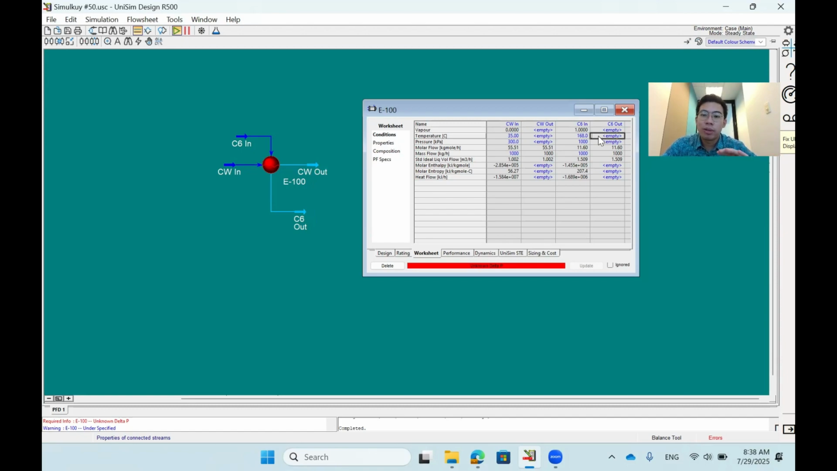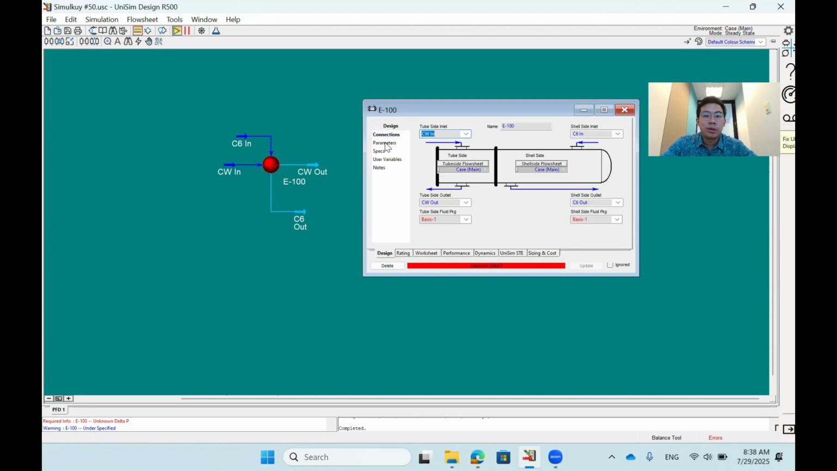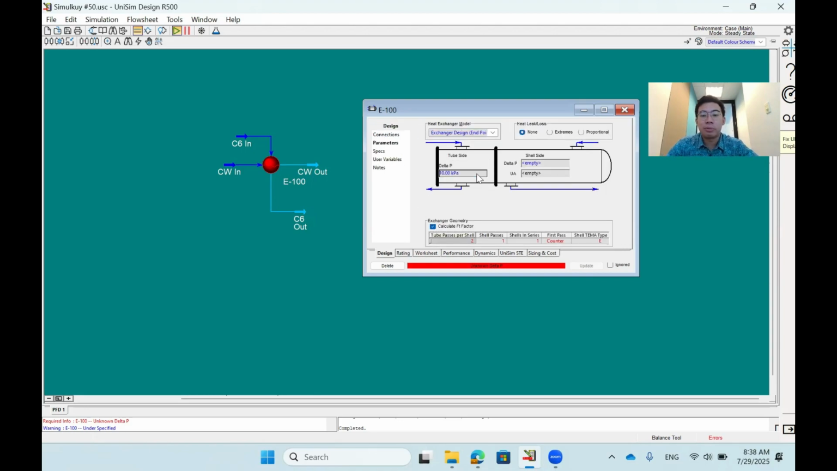Why do I know this? Because when I input the temperature and also the vapor fraction, it is not directly connected to the delta P calculation. So delta P is a standalone one. We need to specify either the delta P or the direct pressure of the stream. You can put here like 290 and 990, or you put the delta P on the parameter stream, for example, 10 kPa.